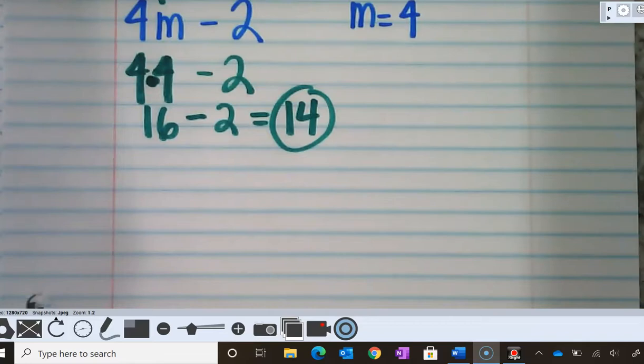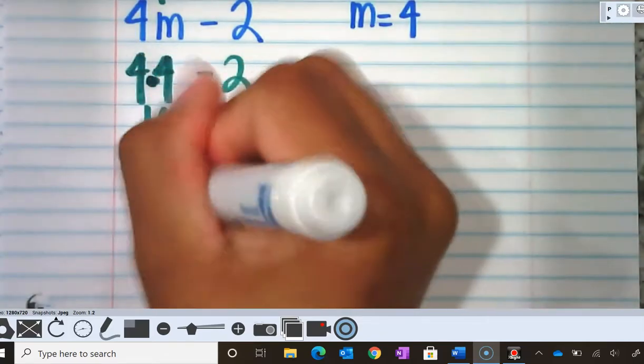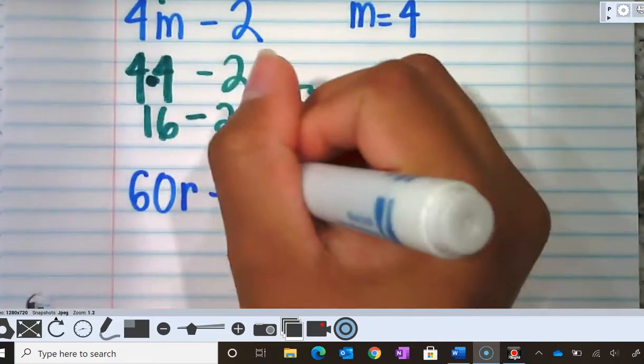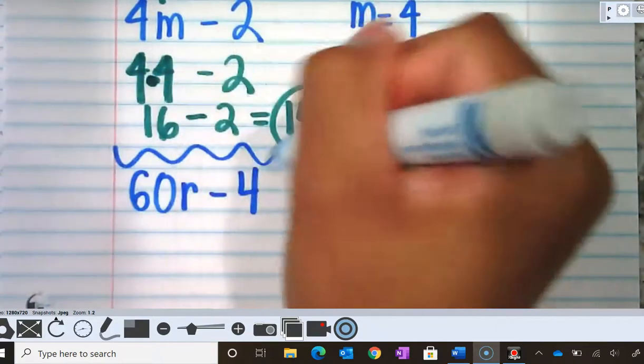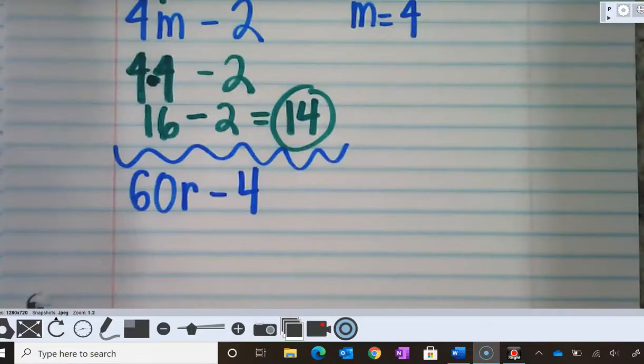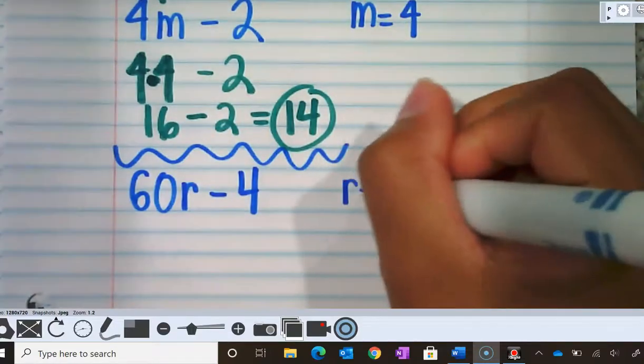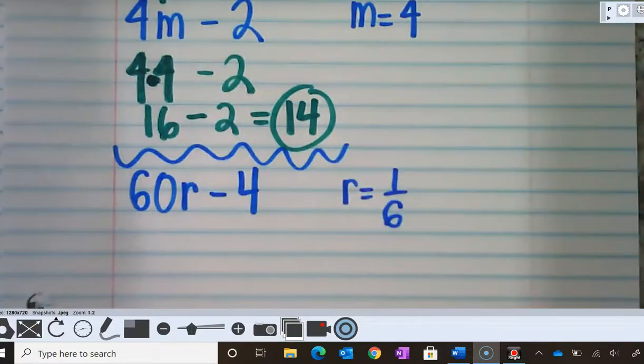2 more and we'll be done. 60r minus 4. 60r minus 4. Well, what is r equal to? r is equal to 1/6.